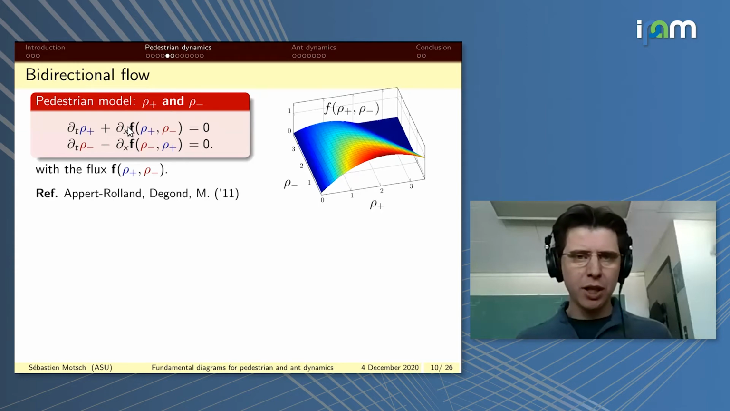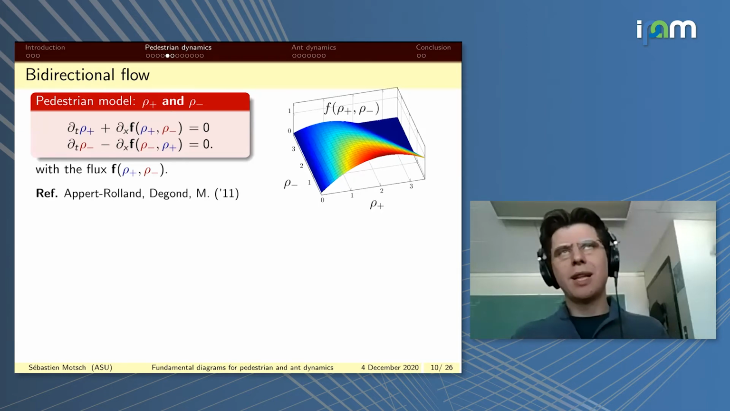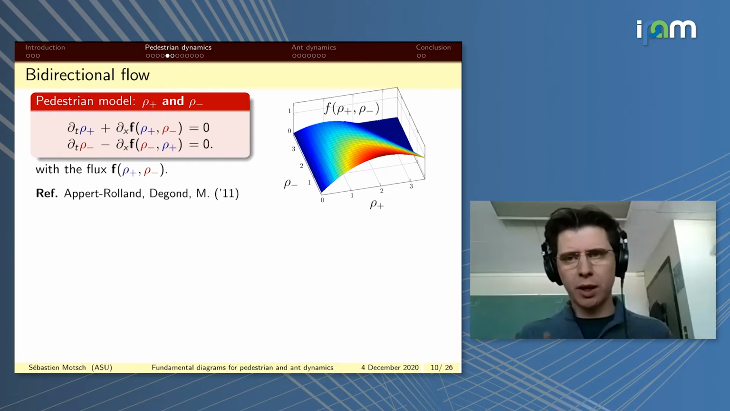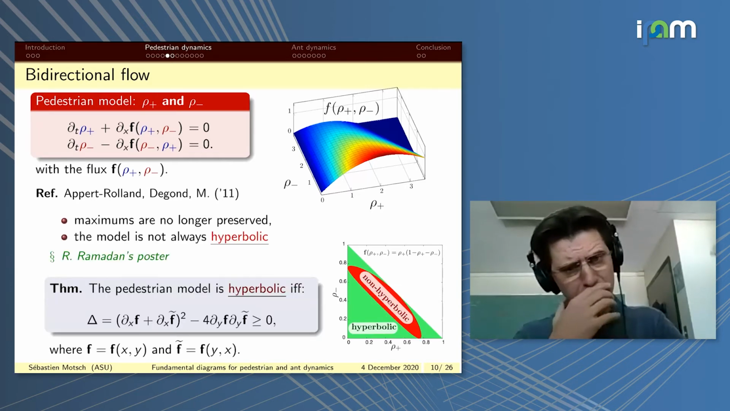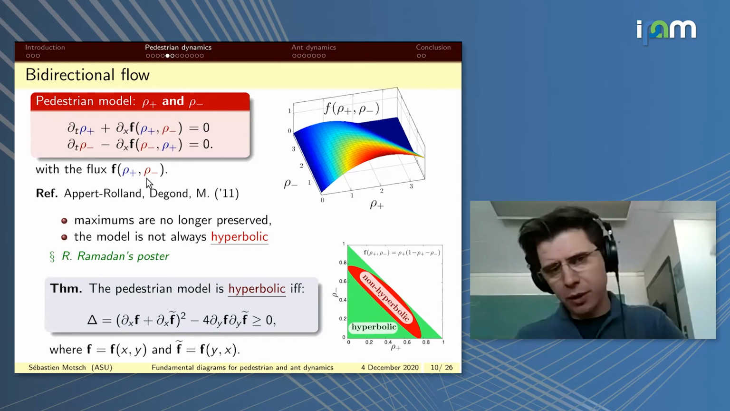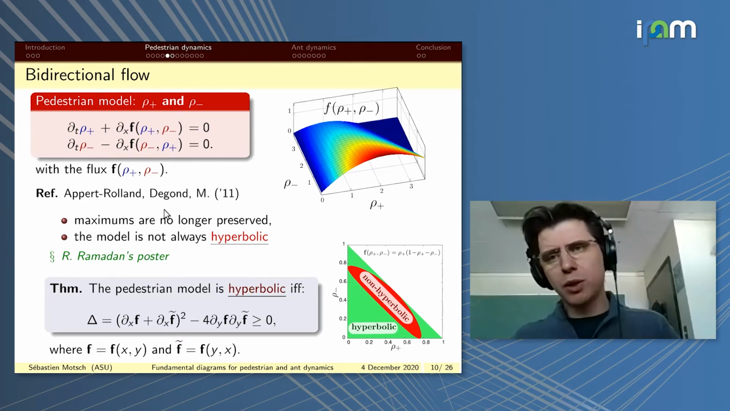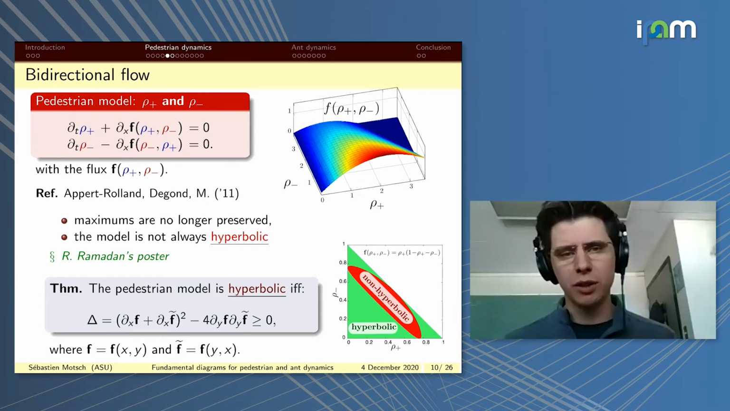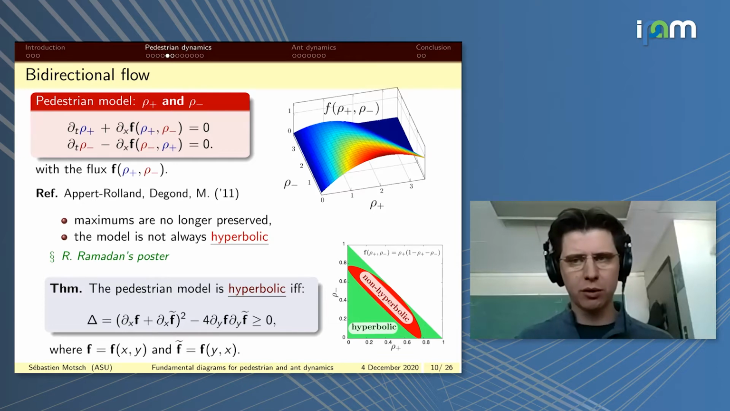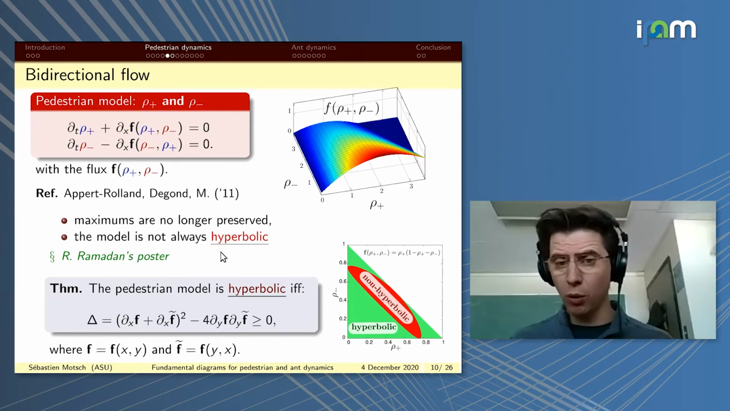Something we're going to change is that this model is a natural expansion of the fundamental traffic model, the Lighthill-Whitham one. But there is a key difference when you have a second equation: now it's a system, and the model is no longer hyperbolic. First, maximum principles are no longer preserved. For those doing systems of hyperbolic equations, that is kind of normal. When you have a system, it's no longer true that you preserve the maximum. But more problematic, the model is not always hyperbolic.